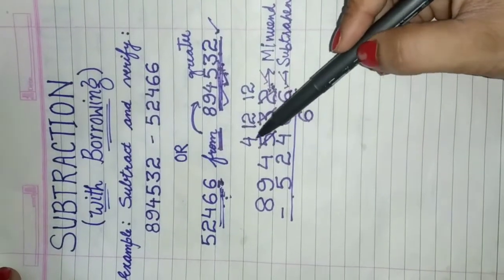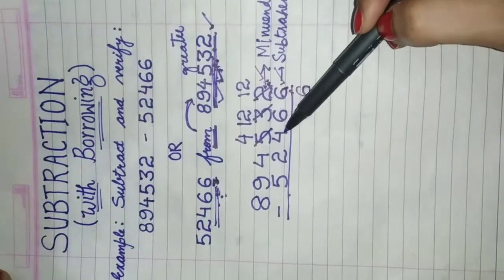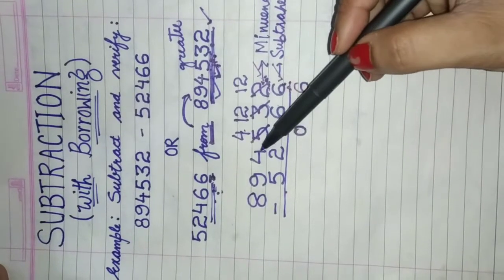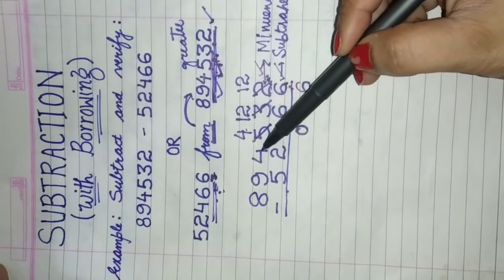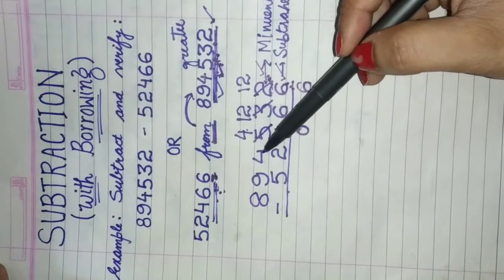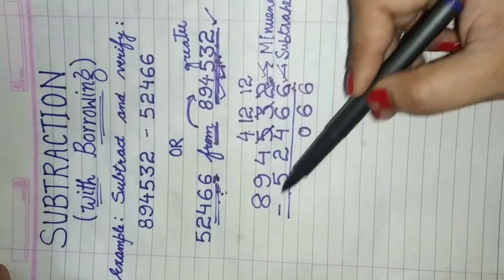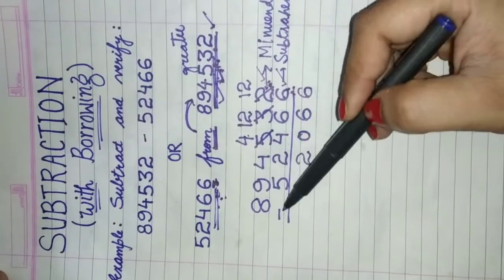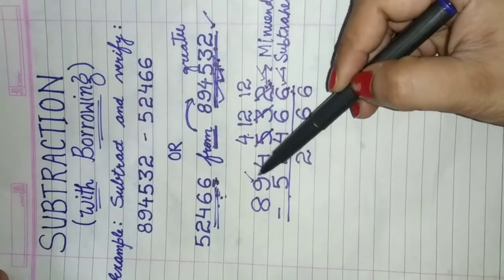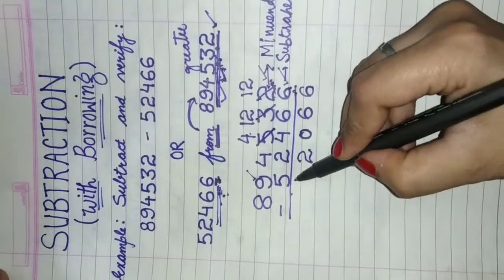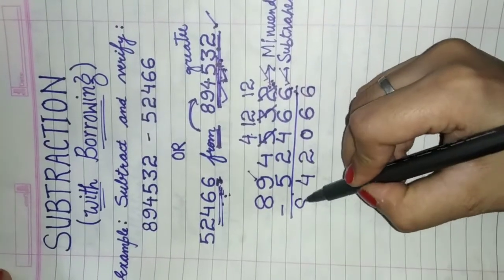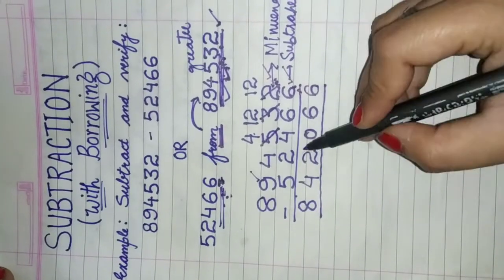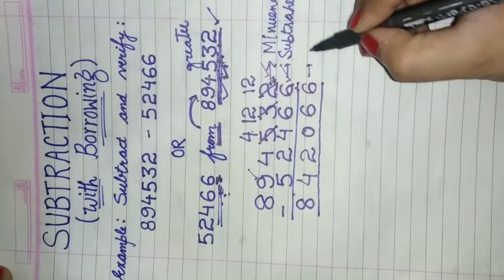Now we have to subtract the hundreds place digits. 4 minus 4 is 0. Now after it we have to subtract 2 from 4. We can easily subtract because the top number is greater. 4 is bigger than 2. So 4 minus 2 is 2. Then we subtract 9 minus 5. Again the number 9 is greater than 5. So 9 minus 5 is 4. Then 8. Here we have got the answer after subtracting the numbers. It is called the difference.